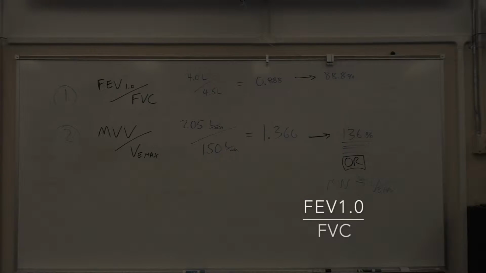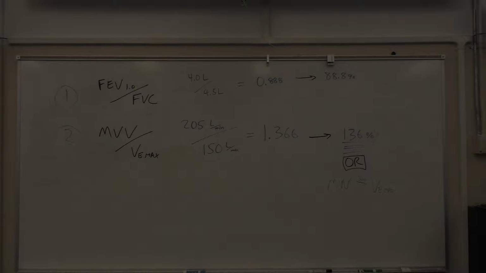Here are two hypothetical examples for you with these ratios. As you can see with FEV1 and FVC, we're assuming that their FVC was 4.5 liters and their FEV1 was 4 liters. That equals 0.888 or 88%. In other words, 88.8% of their FVC was expired within the first second of that test. And because that's well above 70%, there is no indication of some large airway obstruction.